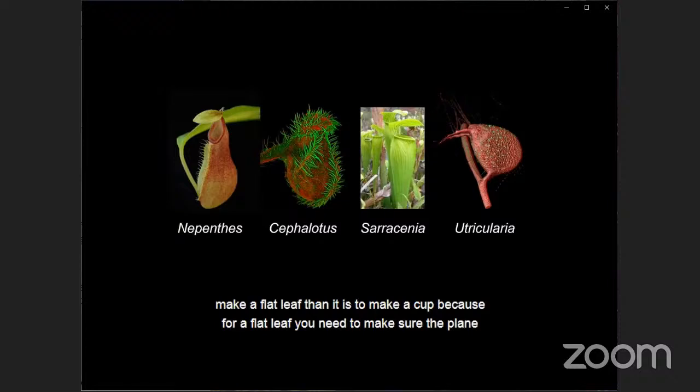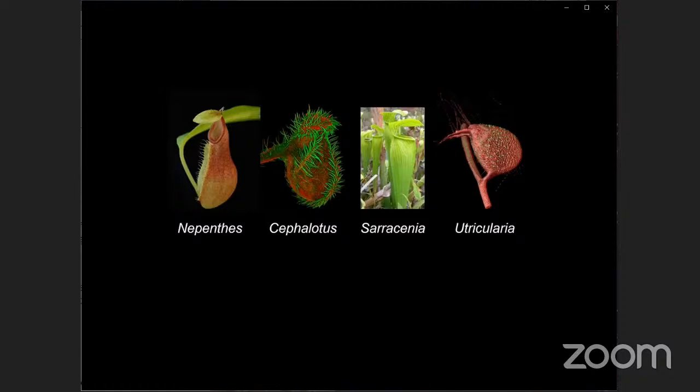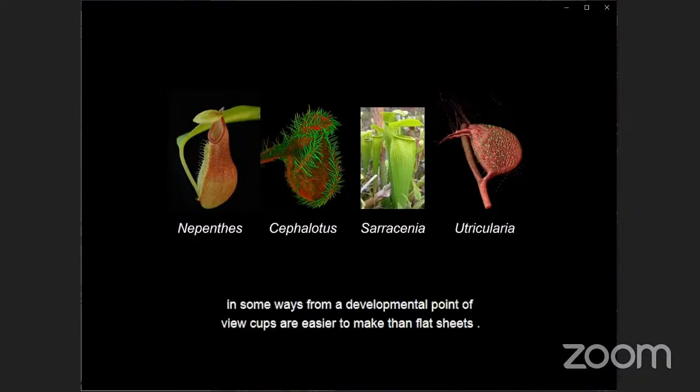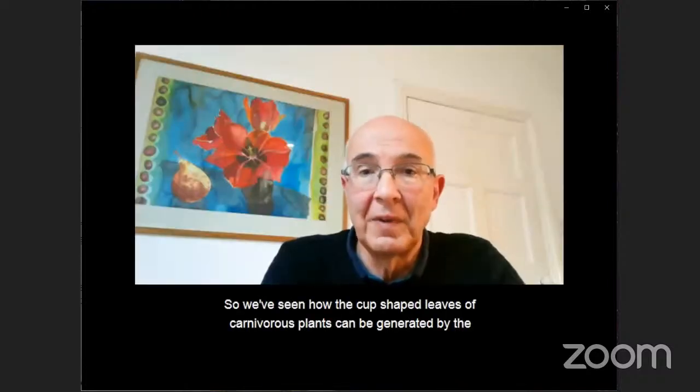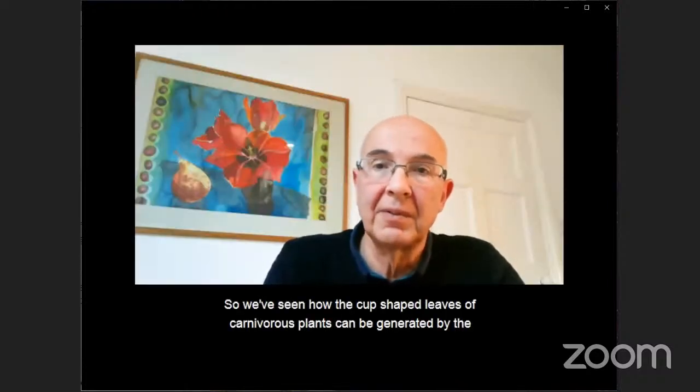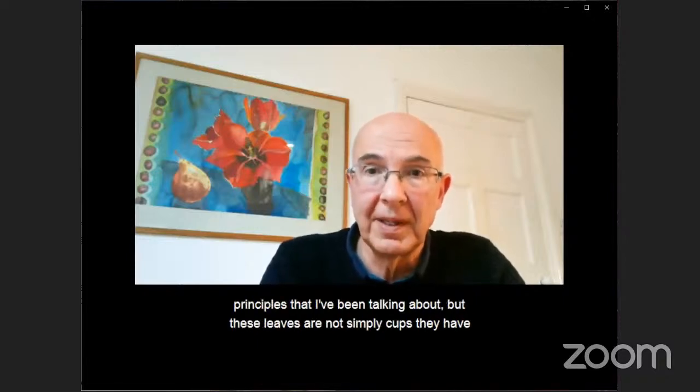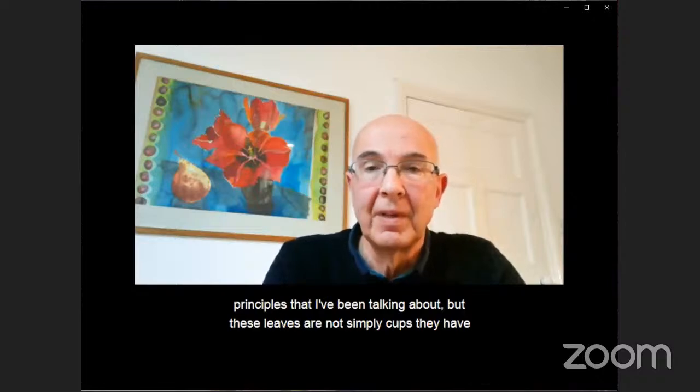Because for a flat leaf, you need to make sure the plane goes through the middle, whereas for a cup, all you need is to be displaced at one end. So actually, in some ways, from a developmental point of view, cups are easier to make than flat sheets. So we've seen how the cup-shaped leaves of carnivorous plants can be generated by the principles that I've been talking about. But these leaves are not simply cups.